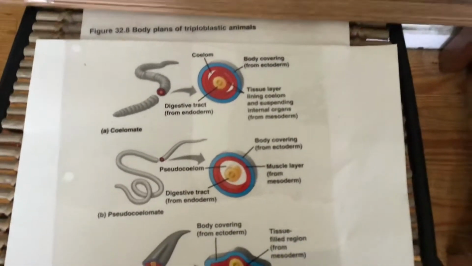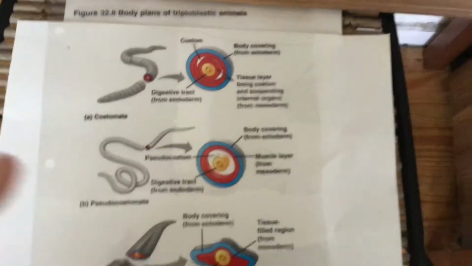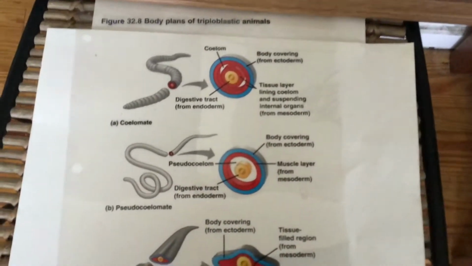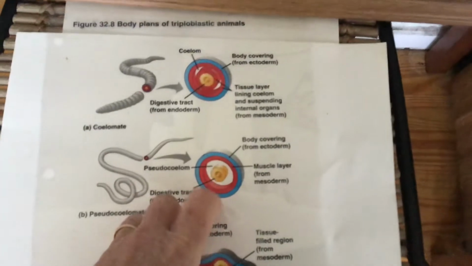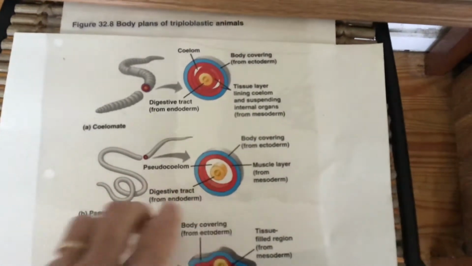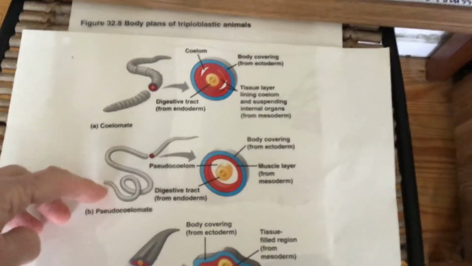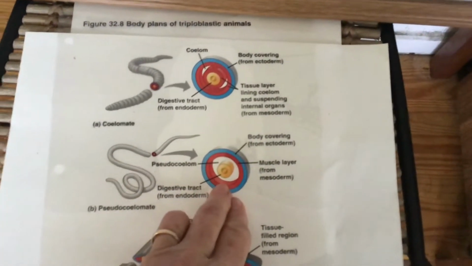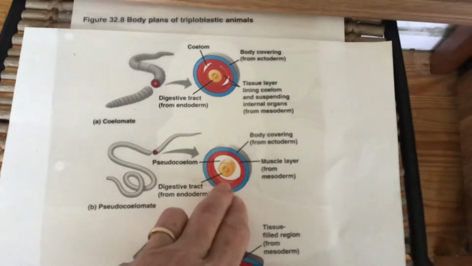In other words, kind of like blowing up a balloon, a rigid structure that the muscles that are part of the mesoderm can act around. So this would enable things to wiggle, like this worm here, but it's not enabling very complex movement.